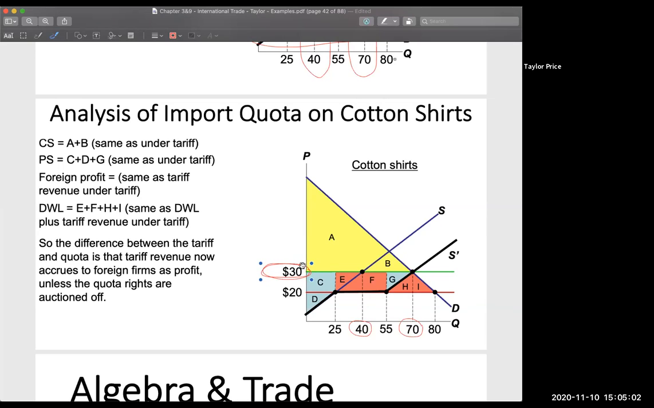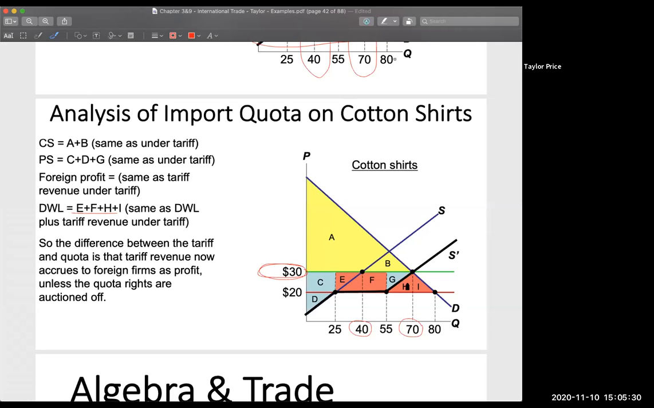And just as a final analysis on that, when you're looking at the impact of an import quota, the key thing here is the deadweight loss is going to look different. So notice here the deadweight loss is E, F, H, and I. So it's E, F, H, and I. Whereas normally we have the two triangles.